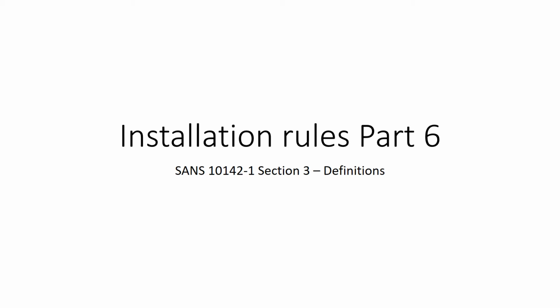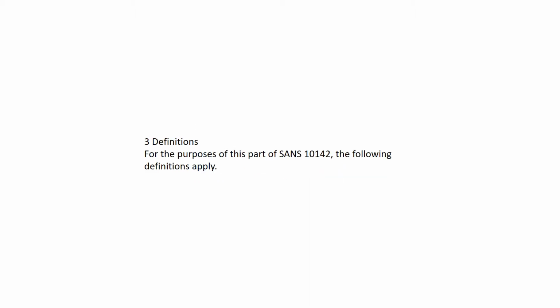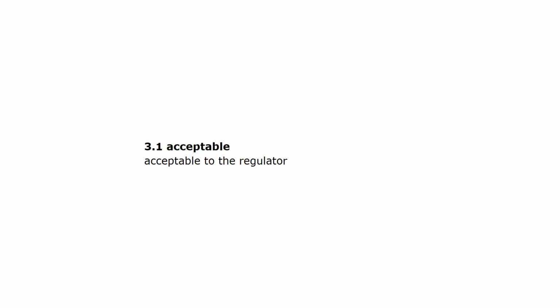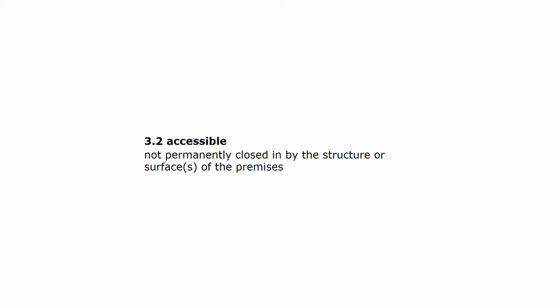Installation Rules, Part 6, SANS 101-42-1, Section 3, Definitions. Definitions: for the purposes of this part of SANS 101-42, the following definitions apply. Accessible: not permanently closed in by the structure or surfaces of the premises. Appliance.